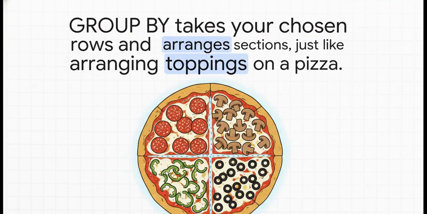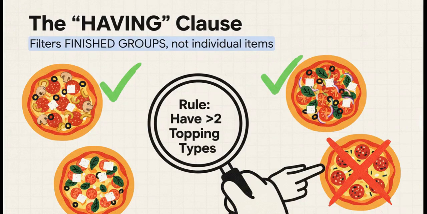All right, step 3, GROUP BY. Now that you have all your chosen ingredients, you start arranging them into logical sections. Half pepperoni, half veggie. You're creating organized groups on the pizza. And then step 4 is HAVING. After you've arranged your toppings into groups, you can apply rules to the groups themselves. Maybe you decide you only want pizzas that have more than 3 toppings in total. HAVING lets you filter based on the whole group, not just one ingredient.